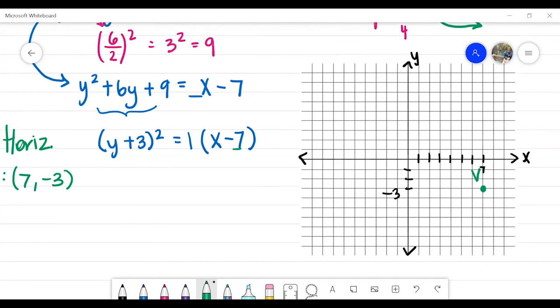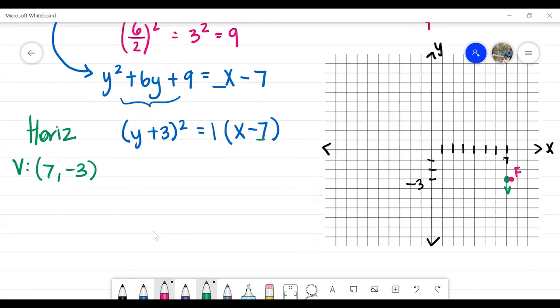The value of p is 1/4. That means we're moving, again, it's very close. Maybe with pencil, these wouldn't quite overlap with each other. And so this is our focus. It's very, very close. In fact, if we plot that point, we end up with our focus is 7 1/4, -3.